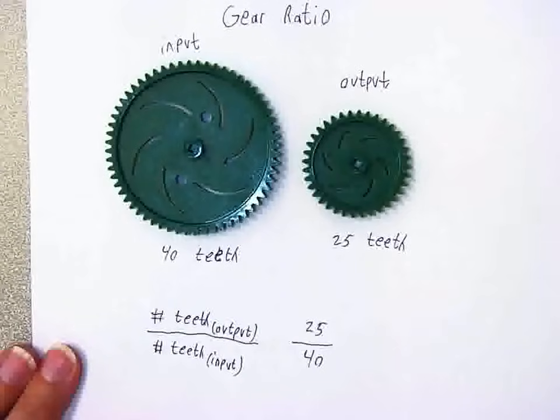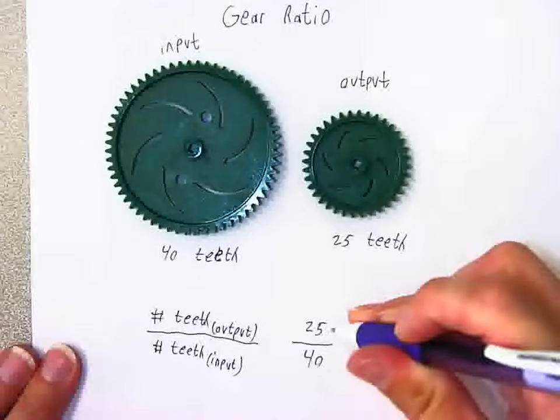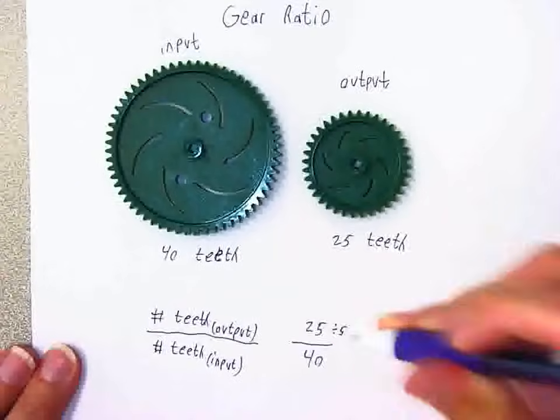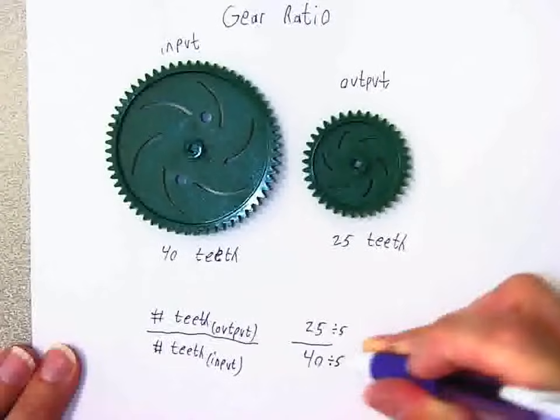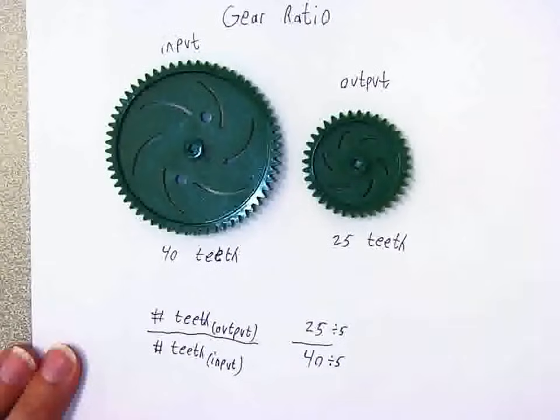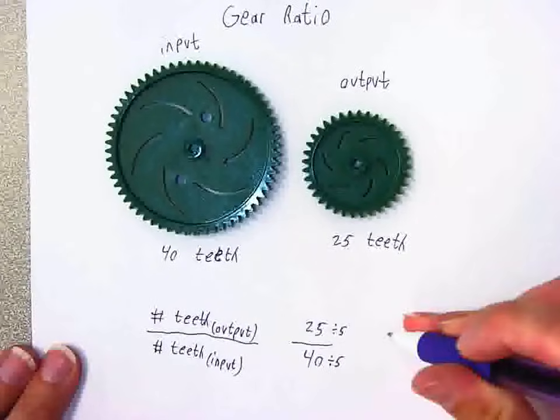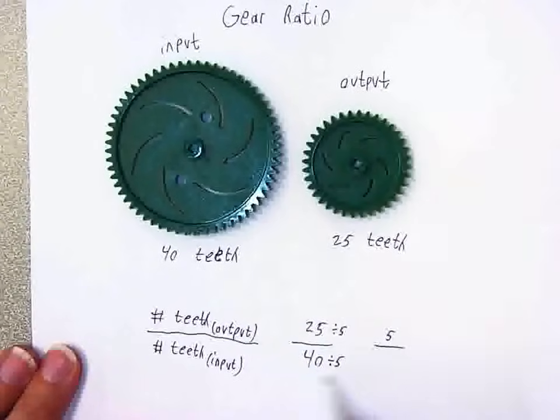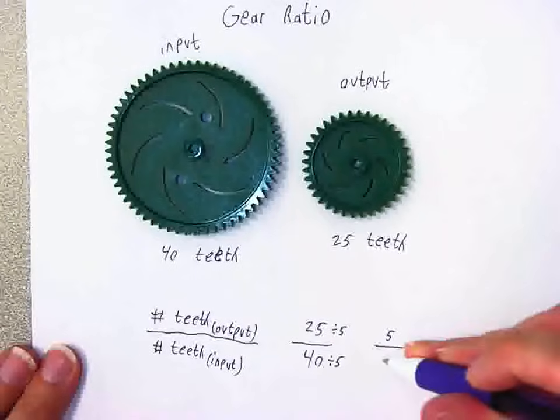So I'm going to try to find the greatest common factor. If I can't find the greatest common factor, I'm just going to find any factor that I could divide the numerator and the denominator by. In this case, I'm going to divide each of those numbers individually by 5. That way I keep my ratio the same because I'm doing the same thing to the numerator that I'm doing to the denominator. So 25 divided by 5 would leave me with 5, and 40 divided by 5 would leave me with 8.